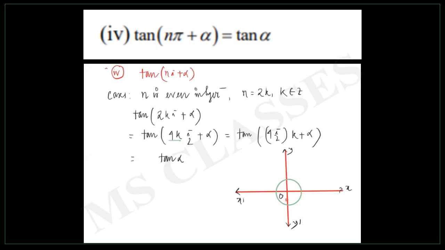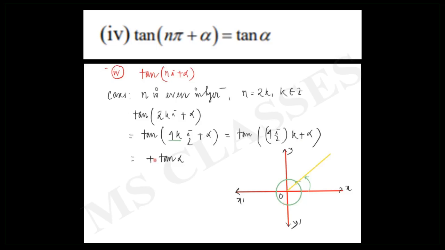After k circles plus something, where does it terminate? It will terminate in the first quadrant. Why? 4 pi by 2 into k means k circles plus alpha. That means it will terminate in the first quadrant. So the angle lies in the first quadrant, so this is plus tan alpha.